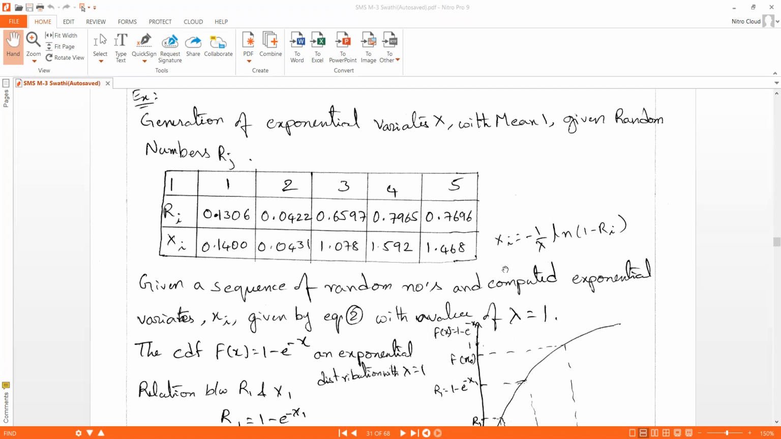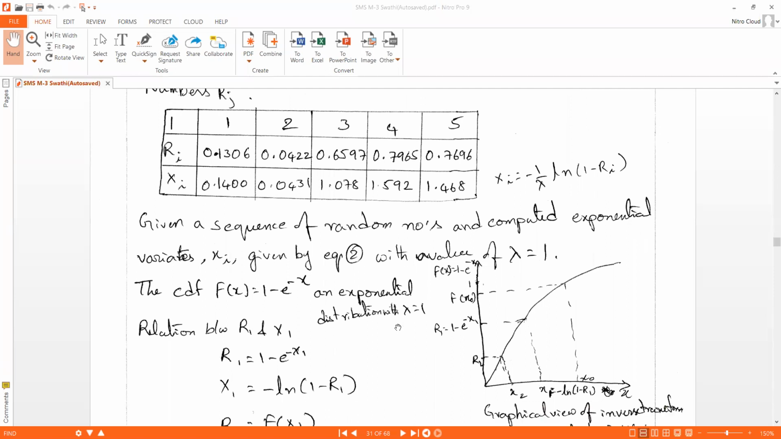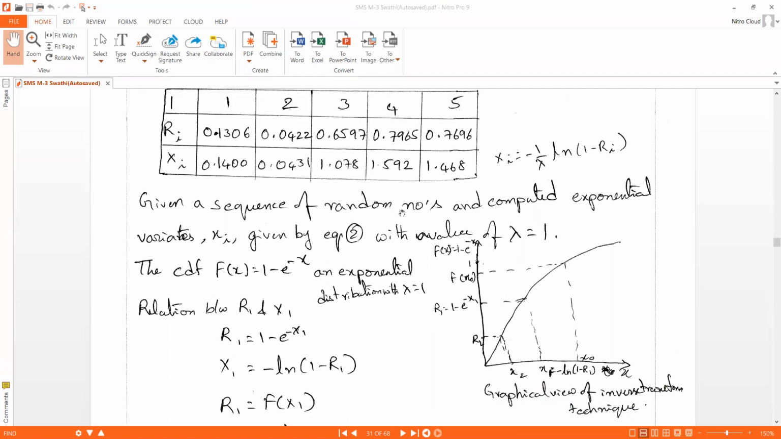Now, we know the formula to find the Xi value: Xi is equal to minus 1 by lambda into ln of 1 minus Ri. In the given sequence of random numbers, the computed exponential variates, that is Xi, are given by this equation 2 with the value of lambda equal to 1. The CDF will be f of x is equal to 1 minus e power minus x, because lambda is equal to 1.